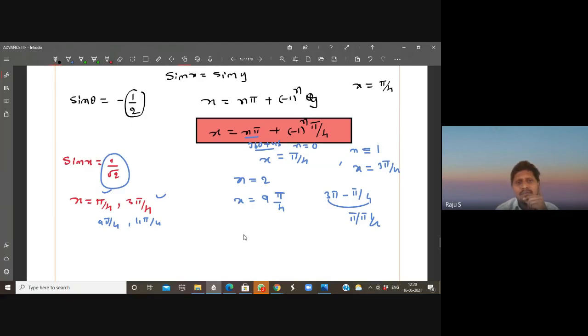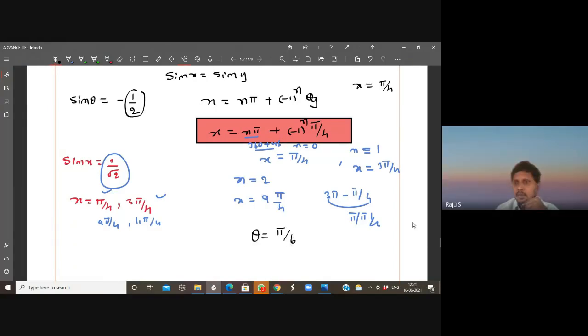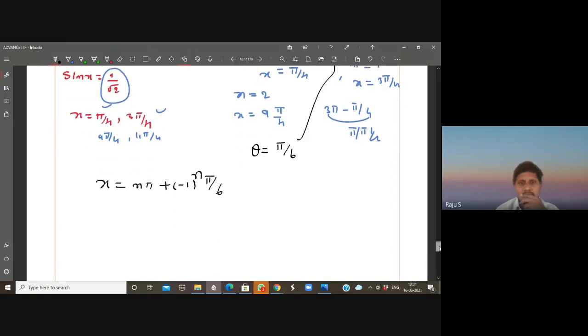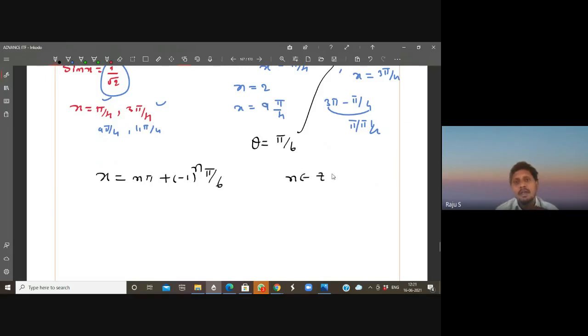For what value of theta is sine 1 by 2 in the first quadrant? Theta value is 30, pi by 6. Now this pi by 6 you can substitute in the general solution: x is equal to n pi plus minus 1 whole power n into pi by 6, where n belongs to Z. But here the value is negative; we know it is in the third quadrant, and third quadrant means pi plus theta.